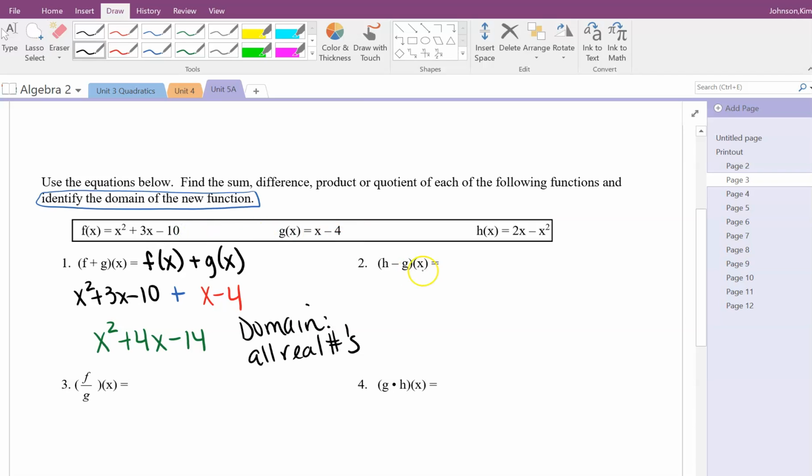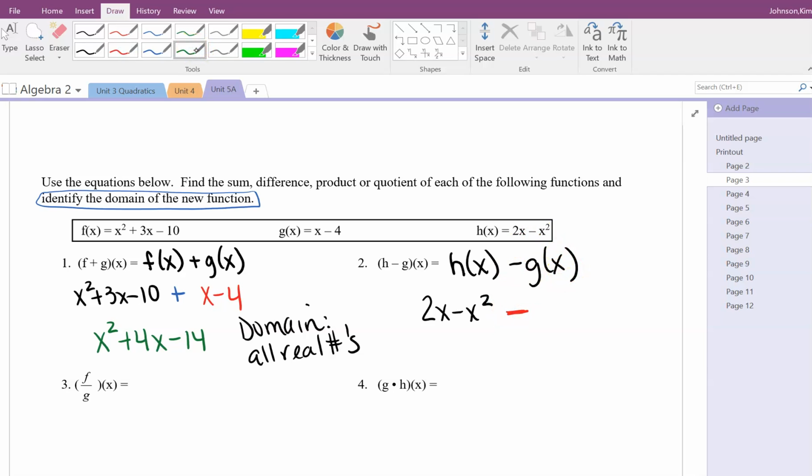Okay, so let's try number 2. So now we're going to try h minus g of x. So that's going to be rewritten as h of x minus g of x. So now I'm going to look at the function h of x. So that's 2x minus x squared. And I want to subtract all of g of x.